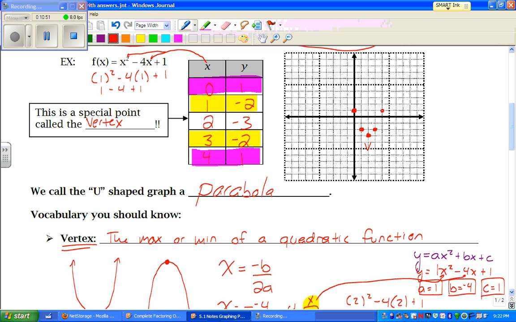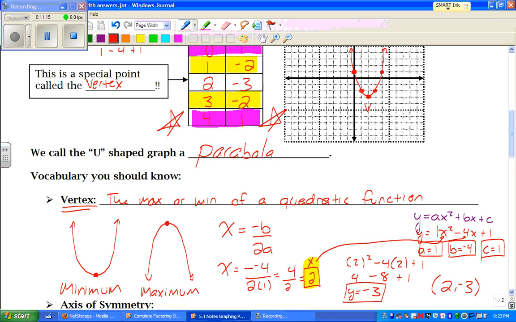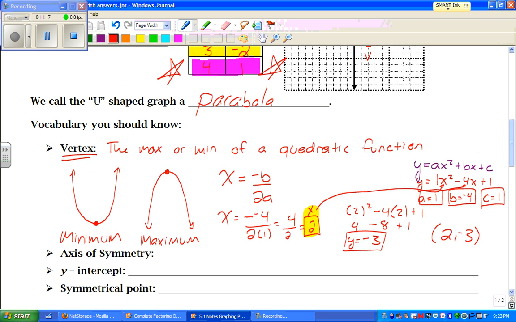Over 4, up 1. You can start to see your parabola. So when you draw it in, make sure it looks like a U. And that should be exactly what your graph looks like on the calculator. We're going to call this graphing with a table, because you're actually using this table to help you create the graph. Alright, what else do we need to talk about?